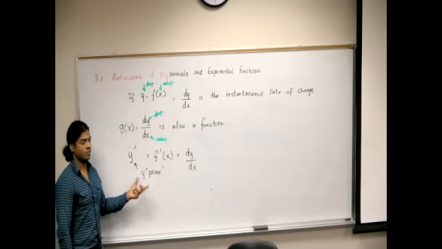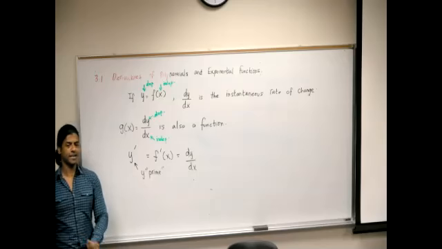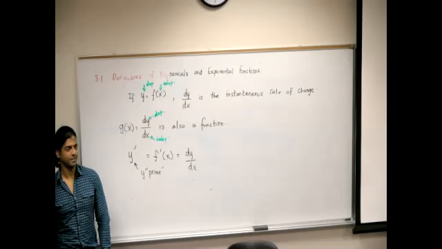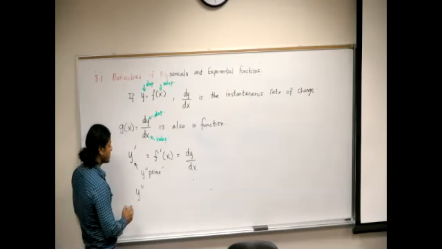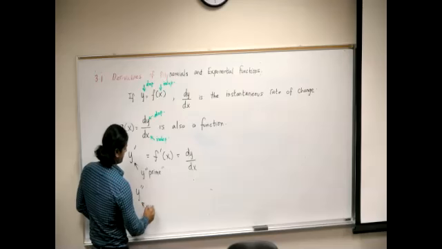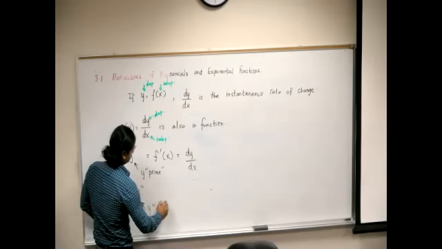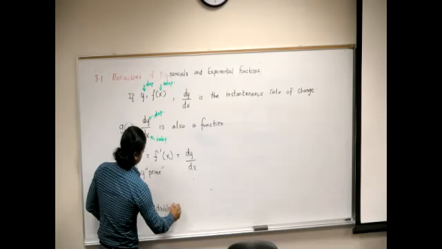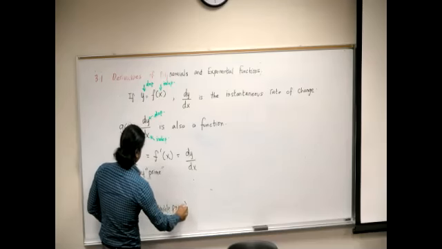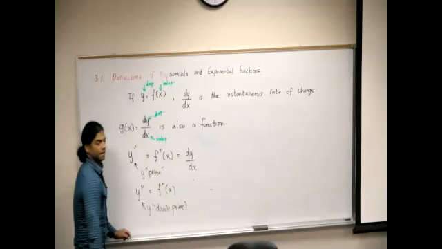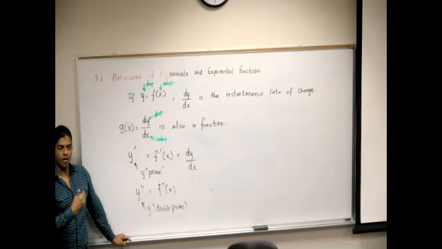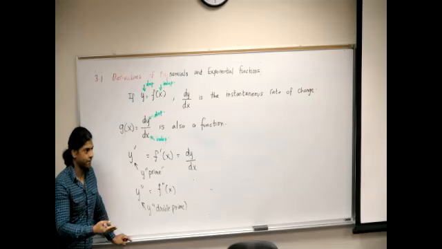Correct. What would the notation be? Take a guess. Two primes. y prime prime. So that would be y double prime.